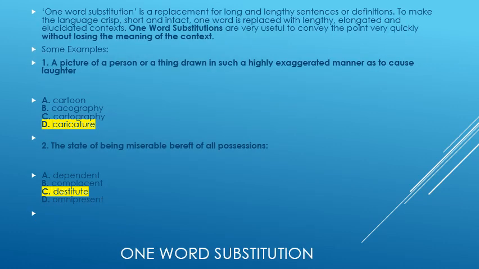Let's talk of one-word substitution now. One-word substitution is a replacement for long and lengthy sentences or definitions. To make the language crisp, short and intact, one word is replaced with lengthy, elongated and elucidated context. One-word substitutions are very useful to convey the point very quickly without losing the meaning of the context.